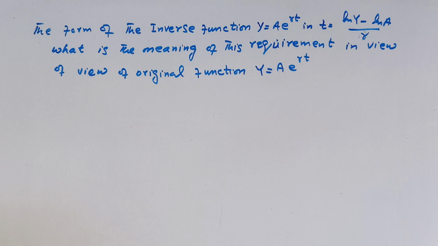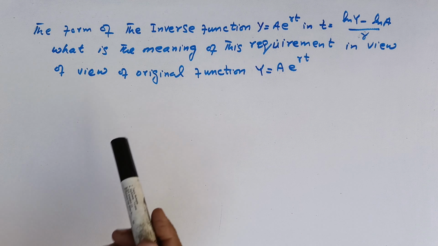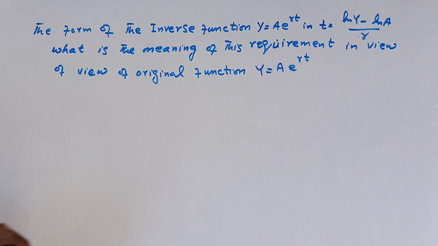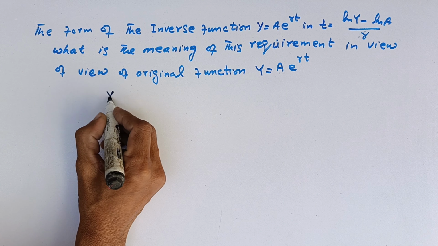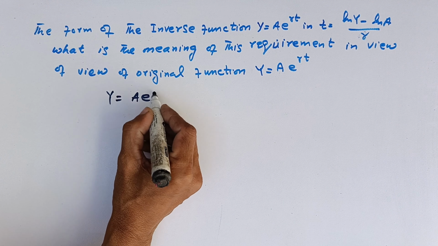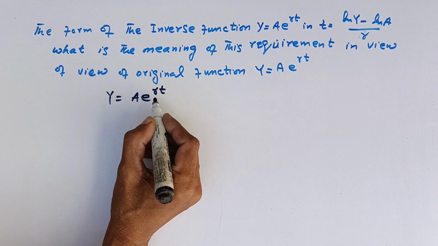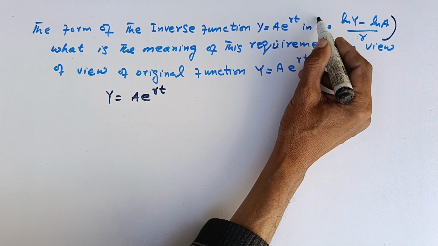The question is to find the form of the inverse function of y equal to a e^(rt) in terms of t. So we have to explain the meaning of this requirement. Let's suppose the given function is a e^(rt). How does it come?